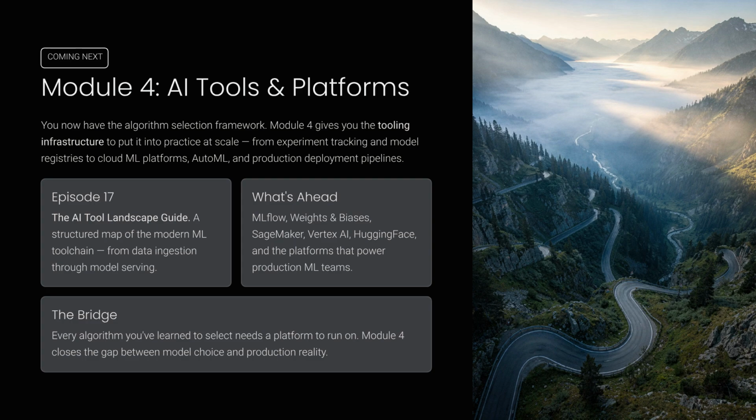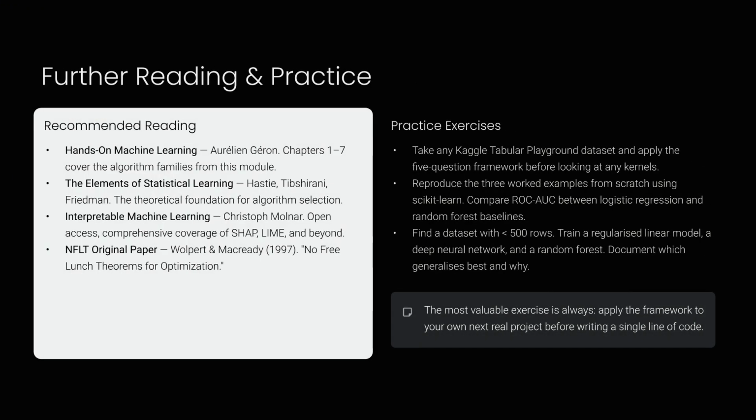Beyond algorithm selection, knowing whether your model is working requires the right evaluation metrics matched to the problem type. This table summarizes primary metrics and watchouts for regression, classification, clustering, and NLP. Coming next is Module 4, AI Tools and Platforms. We will explore the tooling infrastructure to put your selection framework into practice, covering the modern ML toolchain and production deployment pipelines.